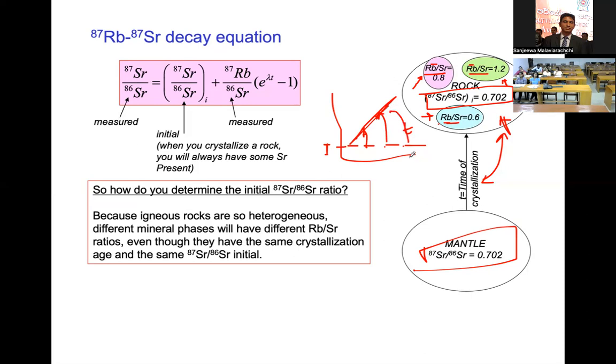The more rubidium you have, because rubidium is increasing this way, the more strontium you produce. That's why this is going to the top, and this is moderate. It is going here, and the lowest rubidium will go to the lowest strontium. Right? That is how it is happening. So you can use this gradient to get the age, and you can extrapolate to the y-axis to get the initial ratio, right? Actually, it should come here.